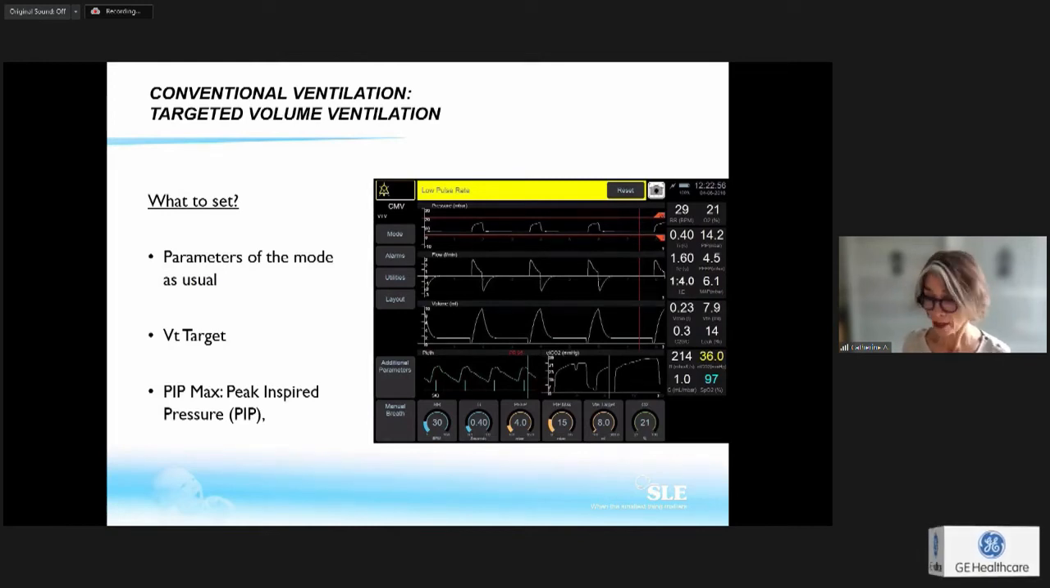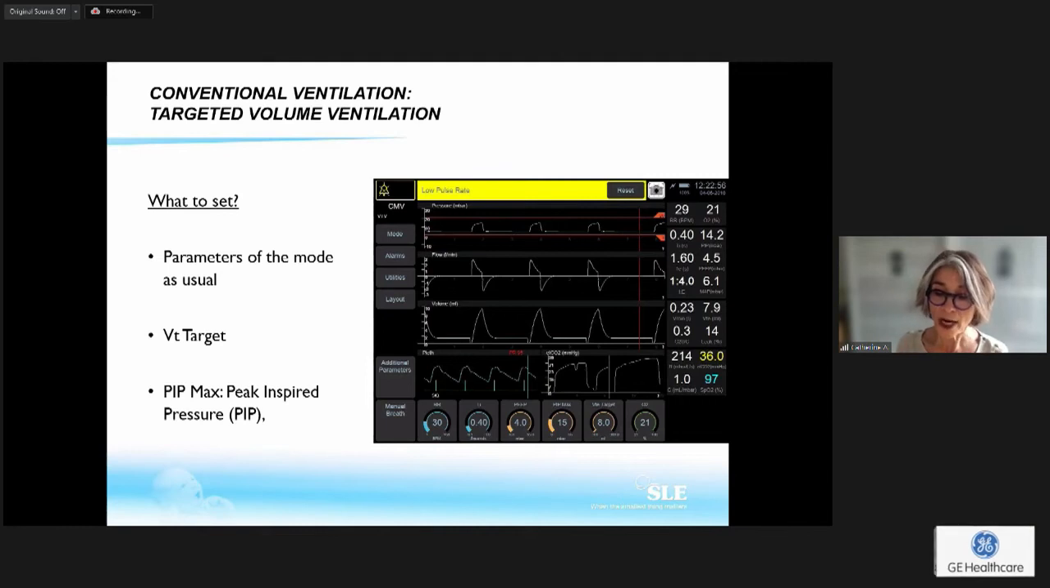The last one will be a little bit faster, it is not really a mode. That one is something that you can combine with all the previous modes: targeted volume ventilation. Just briefly, what is targeted volume ventilation?